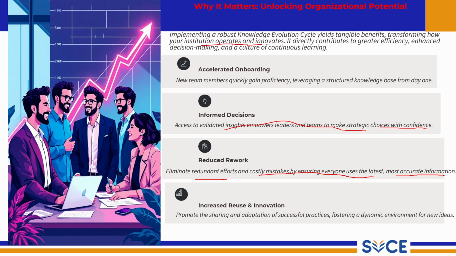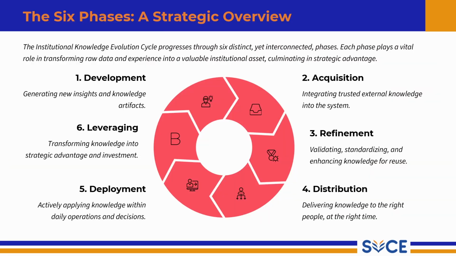And the last one is increased reuse and innovation. So the best practices don't stay hidden. They get reused across the teams, and when that happens, it naturally sparks more innovation. In the next slide, we will see what the six phases are. A strategic overview: the institutional knowledge evaluation cycle progresses through six distinct, interconnected phases. Each phase plays a vital role in transforming raw data and experience into a valuable institutional asset, culminating in strategic advantage.